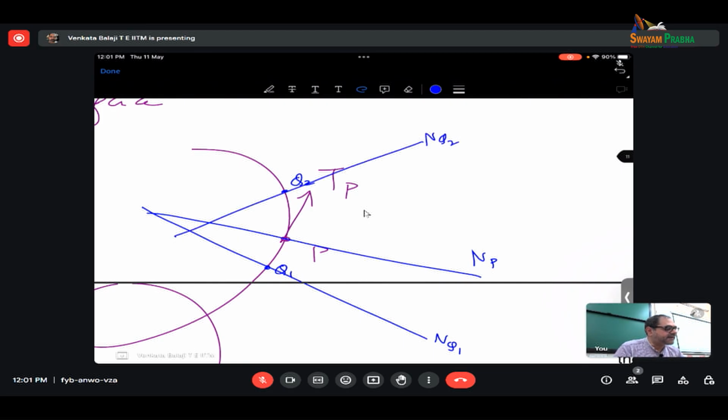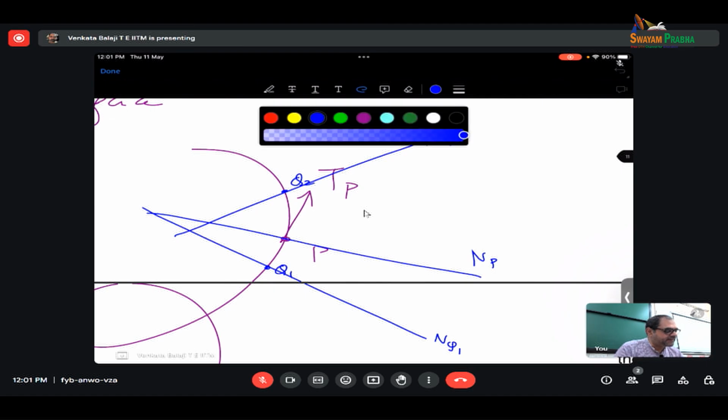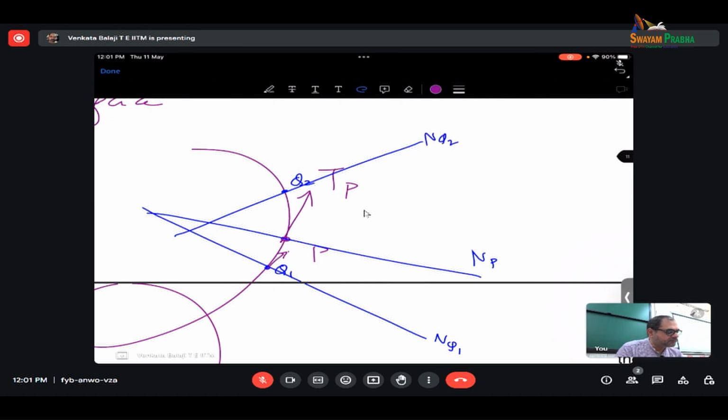And of course there are the tangents at q1 and q2. So this is a tangent at q1, this is tangent at q2. And now what you must understand is that it's somewhat messy, because these are all lines which are in space, and whether they intersect we don't know, because lines in space can be skew lines.